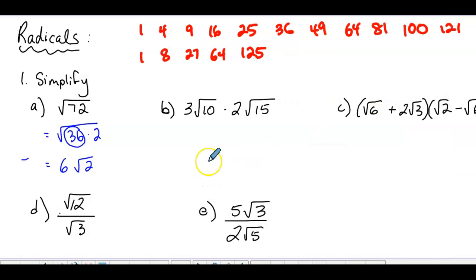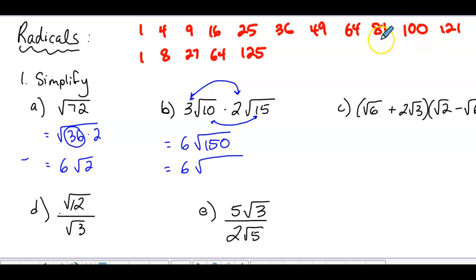Okay. Then multiplying radicals. If they're mixed radicals, you have to multiply the coefficients and multiply the radicands. You can't mix and match. So that's going to be 6 root 150. And then you have to simplify 150. So again, this goes up to 121. Obviously, none of these will go into it evenly. So by evenly, I mean a natural number factor.